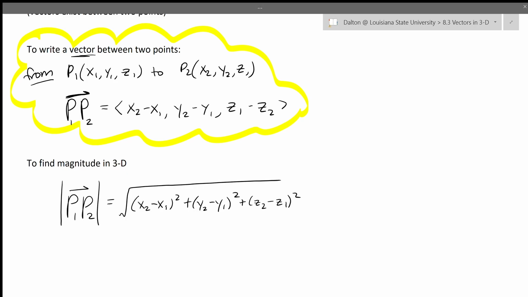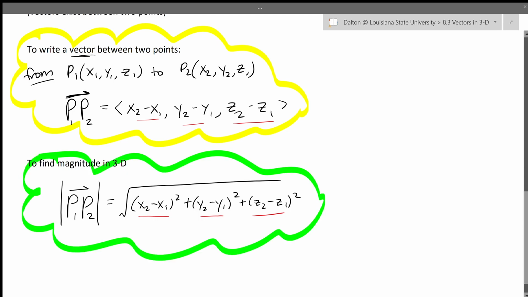And what I want you to notice is x2 minus x1 is literally the first number of your vector. y2 minus y1 is the second, z2 minus z1 is the third. And I just realized I messed up these numbers up here. Oh, I bet y'all are throwing a fit. Okay, it should be z2 minus z1. So this is the second big takeaway from today, finding the magnitude in three-dimensional space.